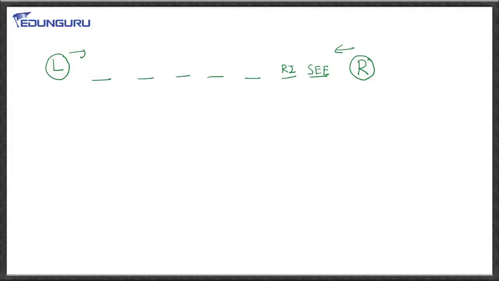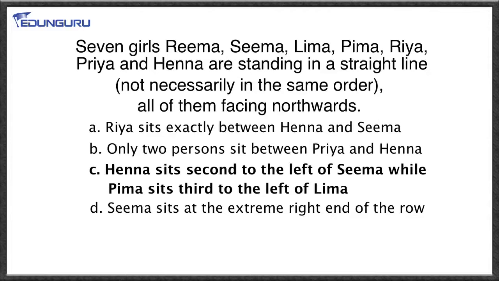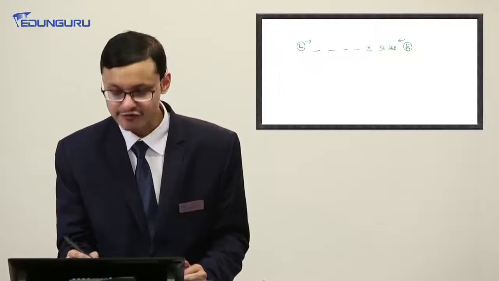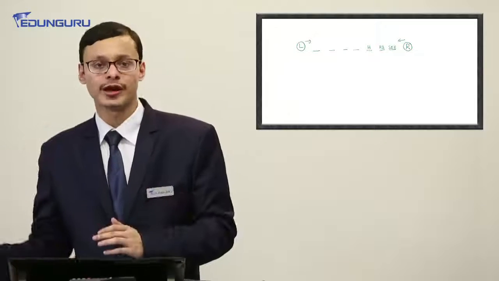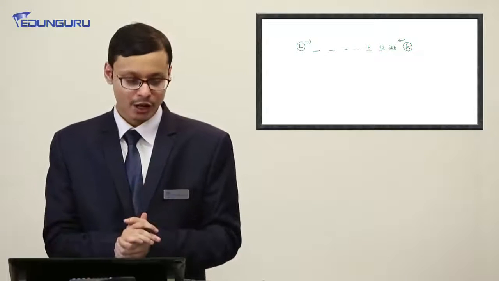What about Henna? Since Ria sits in between Henna and Seema, and also it's mentioned in clue C that Henna sits second to the left of Seema, Henna is in the 5th position from left to right. Now we have fixed 3 of them. What about the remaining 4?